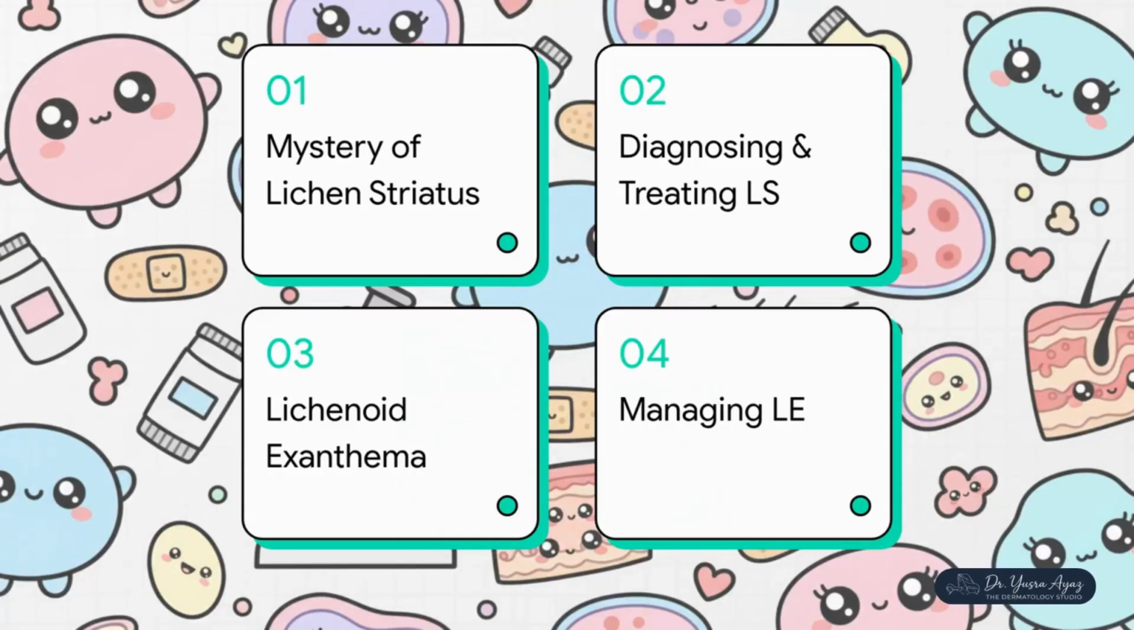We're going to start by unraveling the mystery of Lichen Striatus, from its really unique appearance to how it's diagnosed and treated. Then we'll shift gears to its lookalike, Lichenoid Exanthem, and you'll see how managing that one requires a totally different, almost detective-like approach.